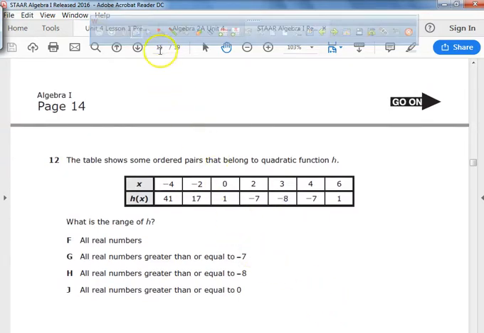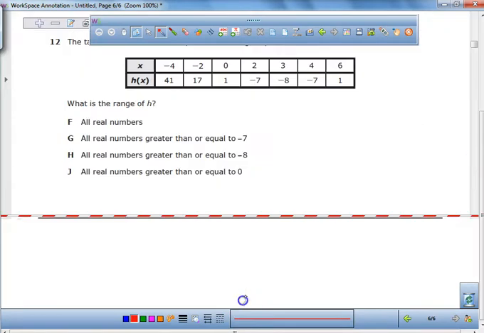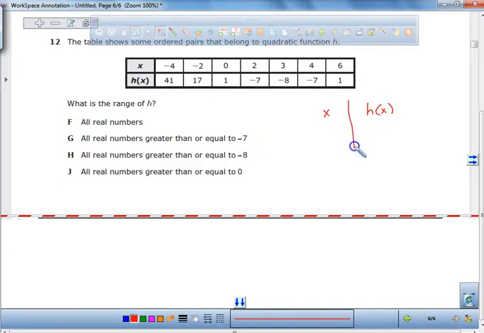Here we go. Number 12. What I'd like you guys to do on number 12 is rewrite this table from horizontally to vertical, if you would, please. So put x and h of x. Sometimes the trick to doing these problems is just changing the way it looks.